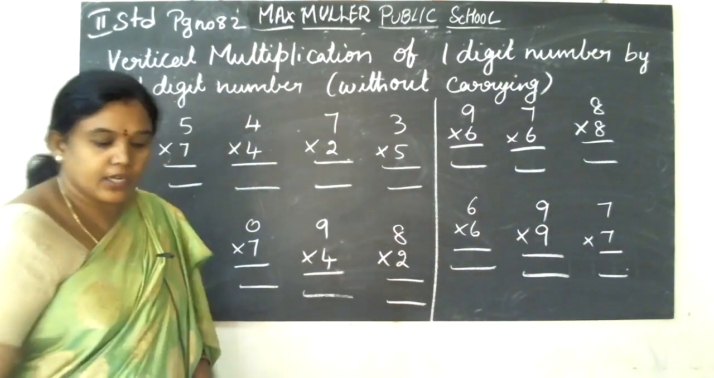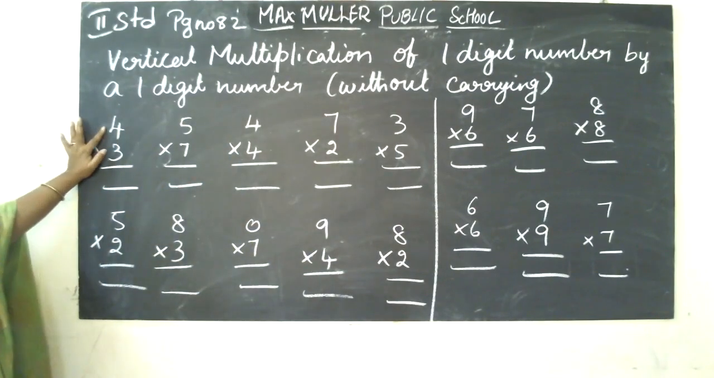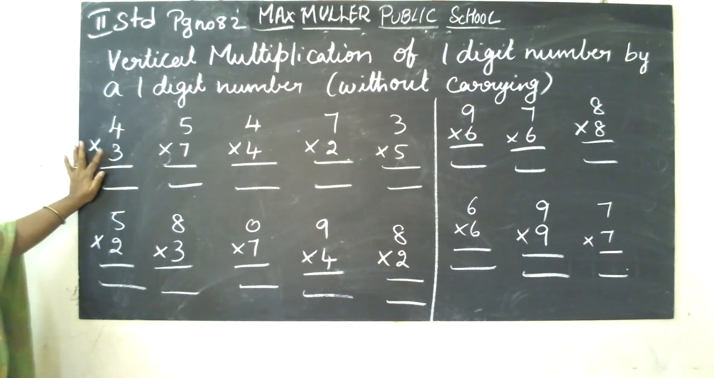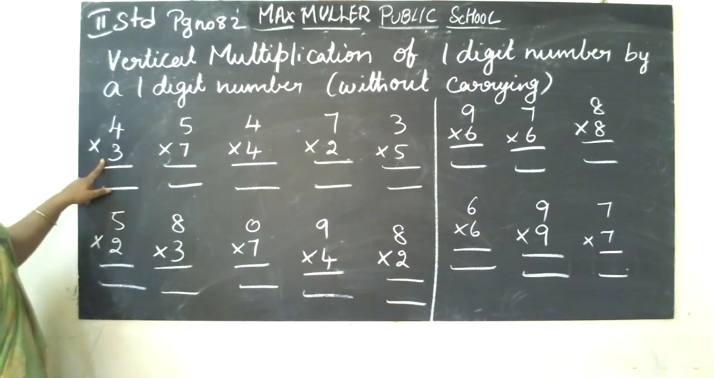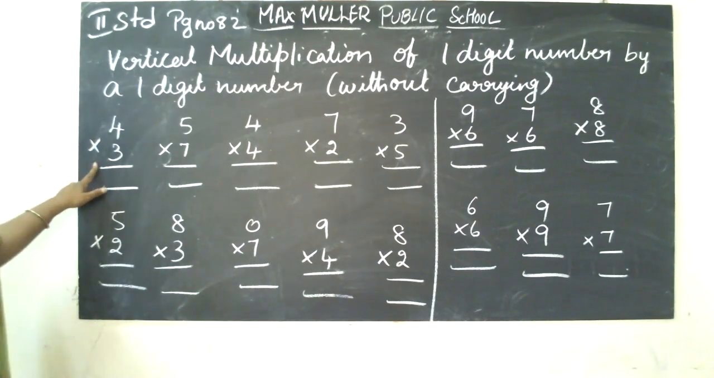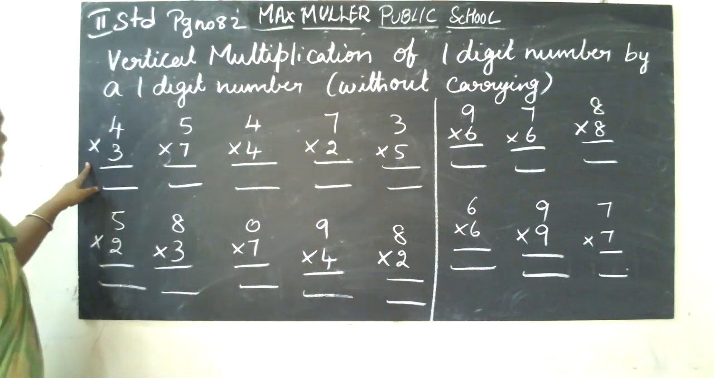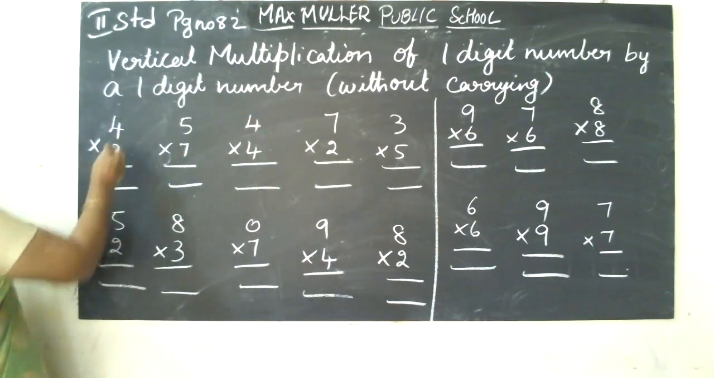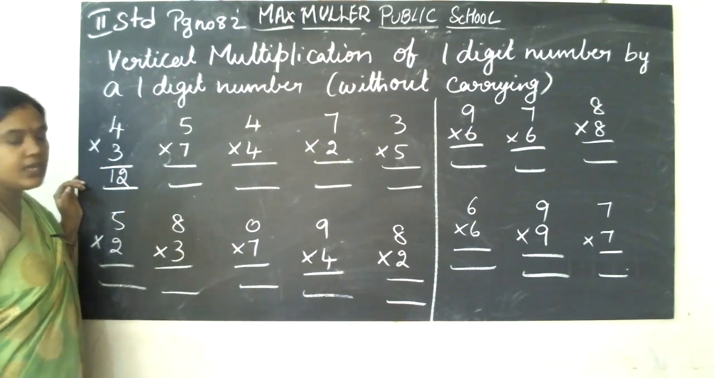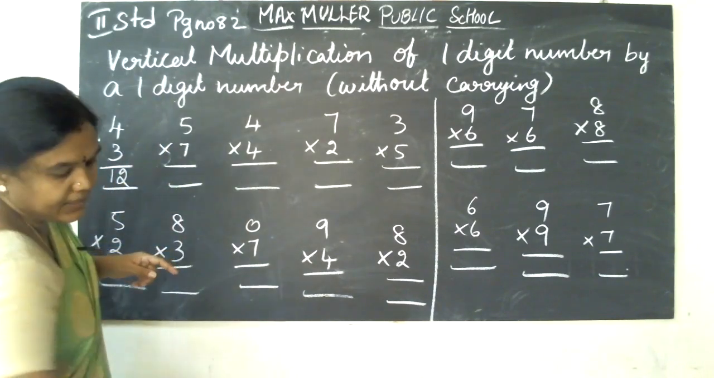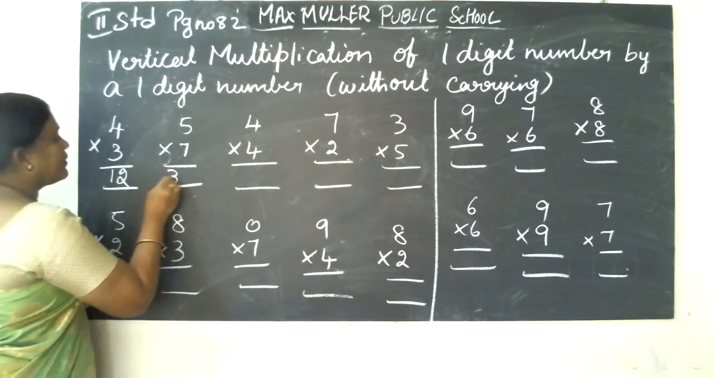No, children, tables you want to practice daily, then only you can multiply easily. Now see, 4 multiplied by 3. You can say 3 tables also, you can say 4 tables also. See, now say the tables 3 till 4. 3 ones are 3, 3 twos are 6, 3 threes are 9, 3 fours are 12. See, 3 fours are 12. Yeah, say the table 7. 7 ones are 7, 7 twos are 14, 7 threes are 21, 7 fours are 28, 7 fives are 35.